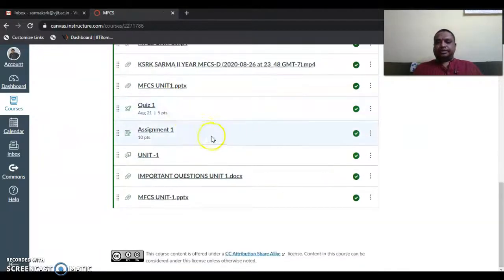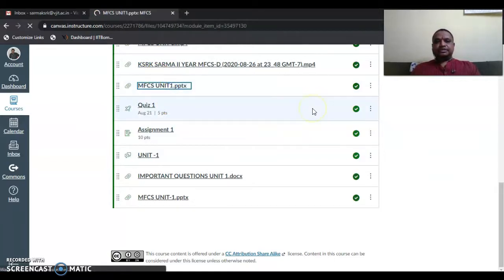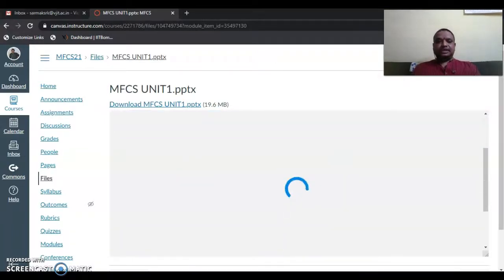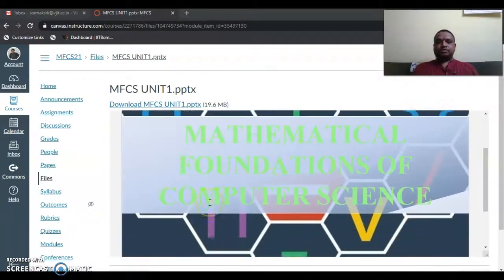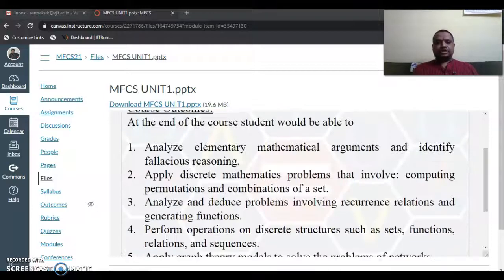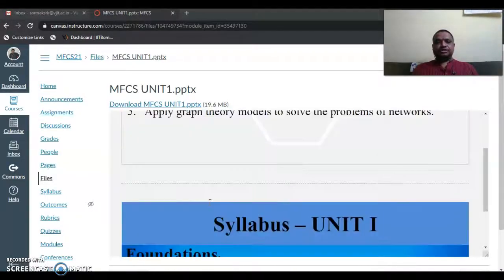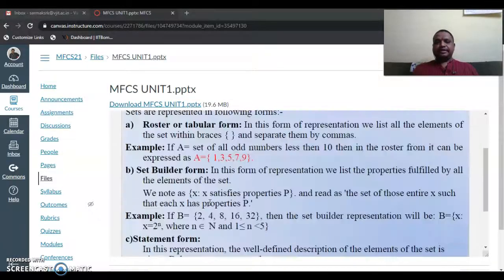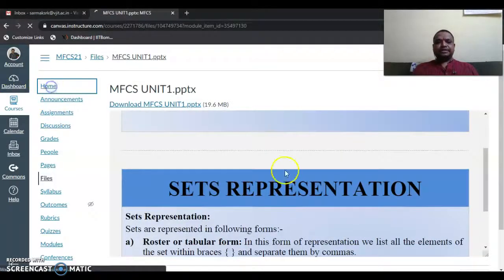Coming to the pre-recording materials, I have given the material to the students in PPT form, so they can read it and understand after the completion of the class. After the completion of the first unit, I have given the study material to the students, so they can easily remember and recall what we have done in the class and read it.